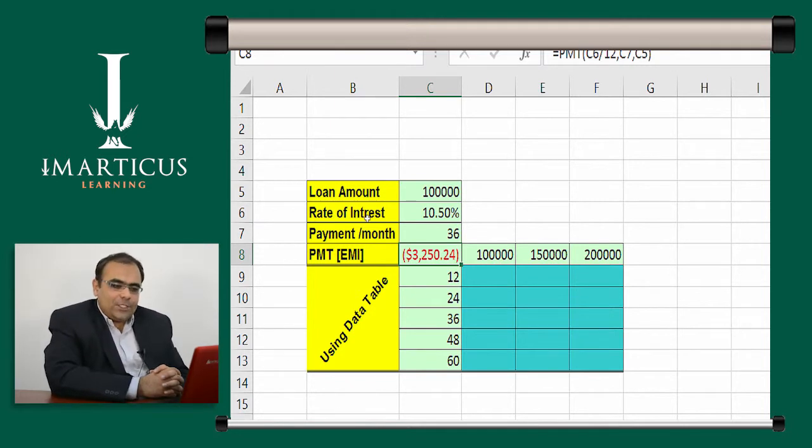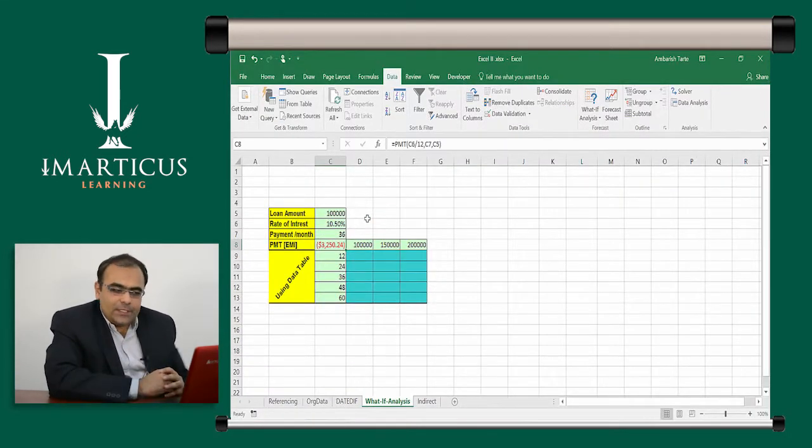Okay, now let's think about this scenario where the bank is asking me to pay 3250.24 per month towards this loan. I'm a person who thinks, let me pay 5,000 per month to pay off this loan. First of all, it would be a wise decision to do so, because if I pay more EMI, the interest that I will end up paying towards the end will be less, and also my loan will get over in less than 36 months.